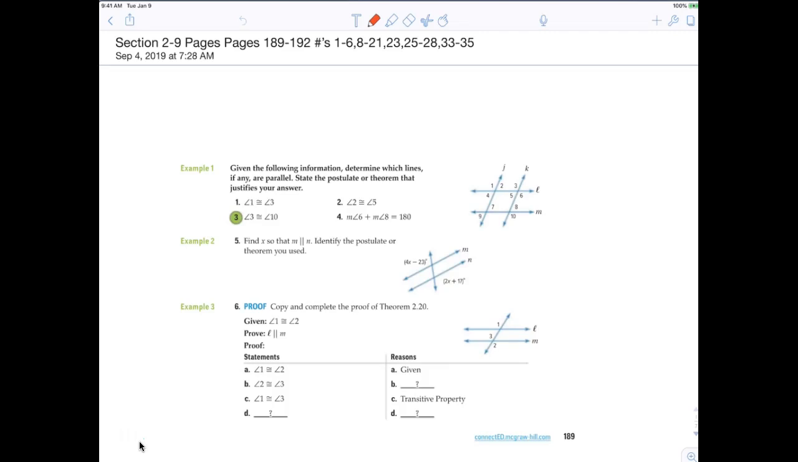All right, so today I'm going to prove some things. We're going to prove the alternate interior angle theorem, the alternate exterior angle theorem, and the consecutive interior angle theorem. Everybody with me on this? And the only one that is a postulate is the corresponding angle postulate.